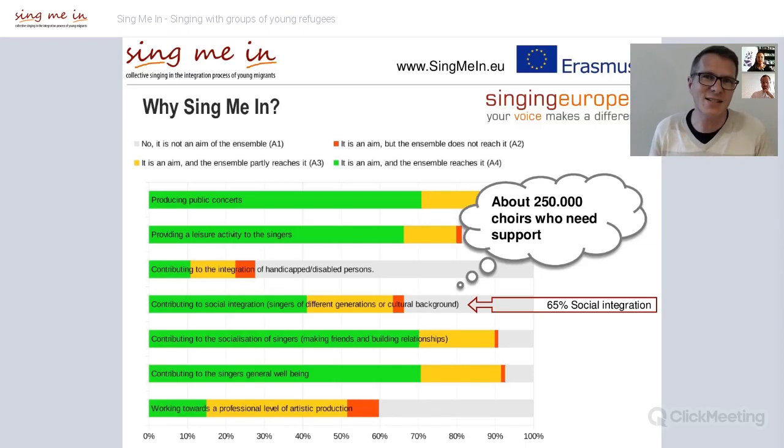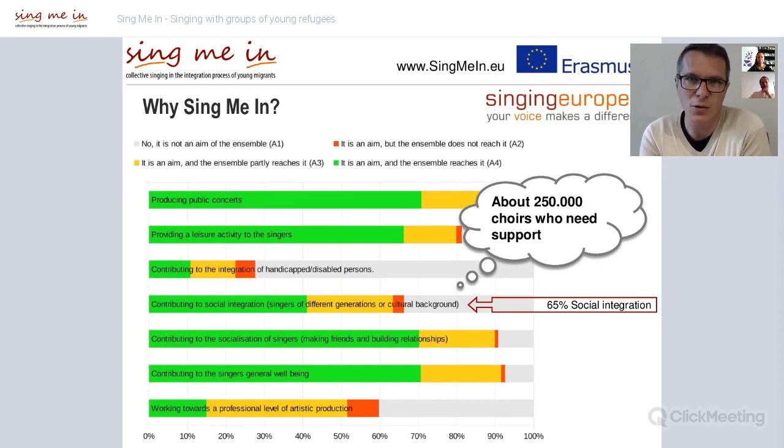We also had some statistical evidence that this might make sense, at least on a European scale. Between 2013 and 2015, we ran a big survey across Europe. We had more than 5,000 choirs answering it. It was called Singing Europe. You can actually download the whole report on singingeurope.org. We have learned a few things, like we have 37 million singers in Europe.